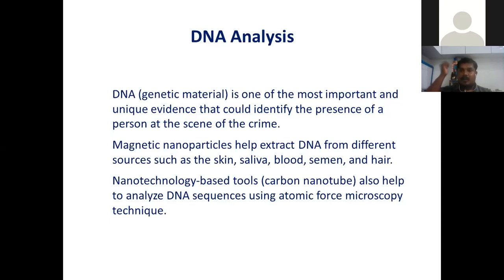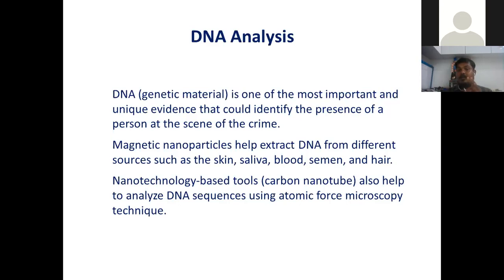If you remove a hair, you can see one small white pulp at the end. In that pulp, the DNA is isolated. Using that pulp, we isolate the DNA and check it against a list of criminals, say 4 or 5 people, so they can easily identify that particular person.